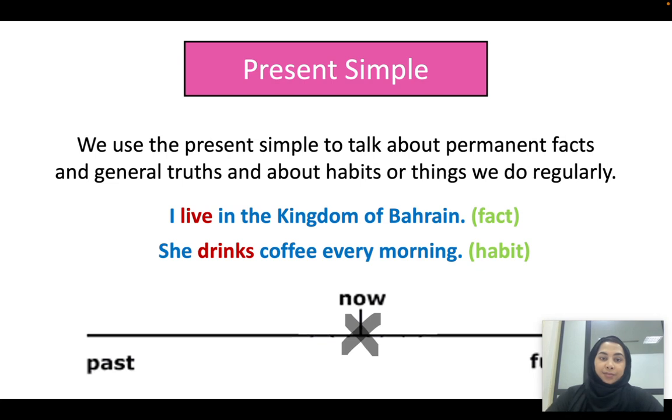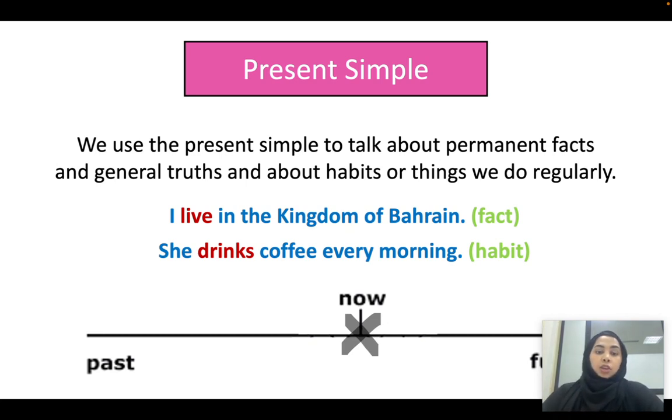Well done. Let's talk about the present, and let's start off with the present simple. The present simple talks about permanent facts and general truths that don't usually change. And they also talk about certain things we do all the time or habits. Here are two examples about myself. I live in the Kingdom of Bahrain. This is a fact that it's probably not going to change.